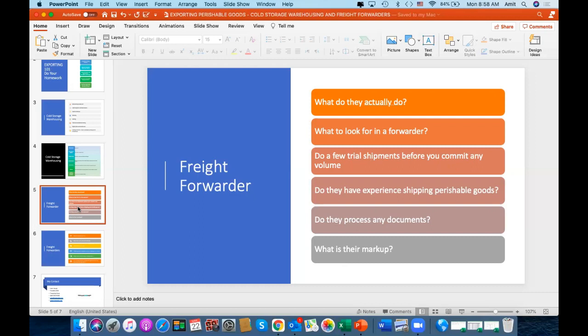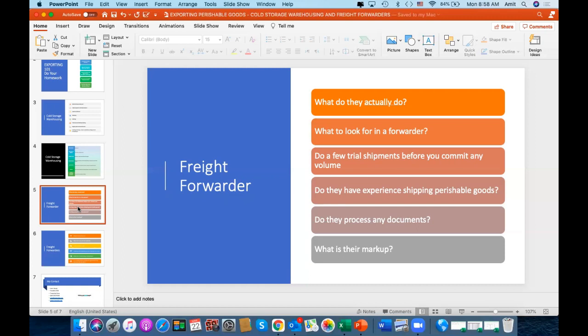There are documents that the freight forwarder can process, such as providing documents to the ocean carrier, such as AES, VGM. These are all certificates that are required to export product. But the freight forwarder cannot issue the health certificates issued by the USDA. They cannot process certificates of origin. These are all documents that have to be done either by the plant or the warehouse, not by the freight forwarder.